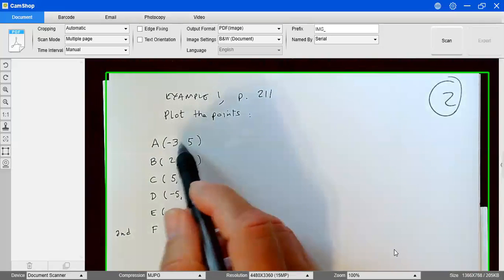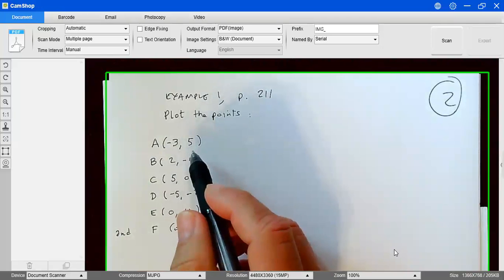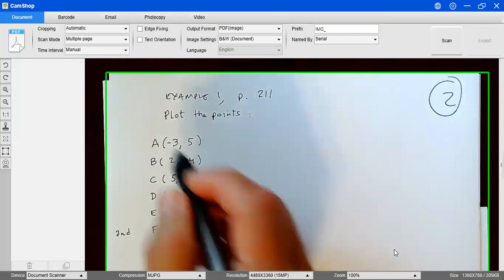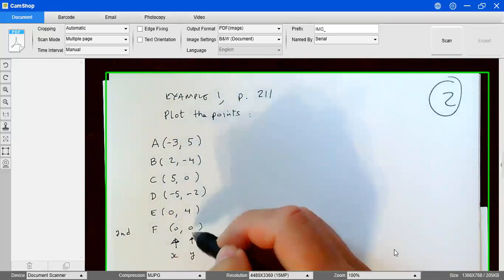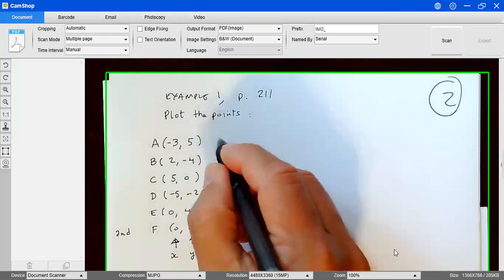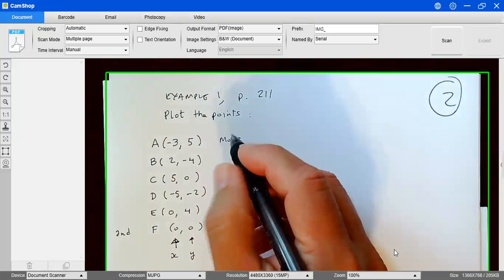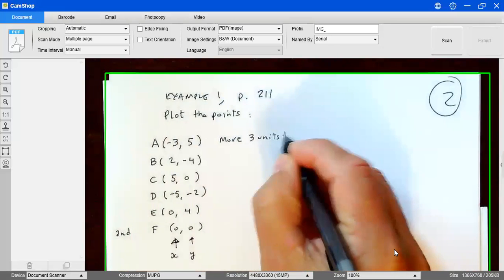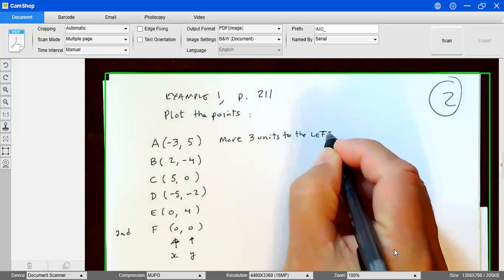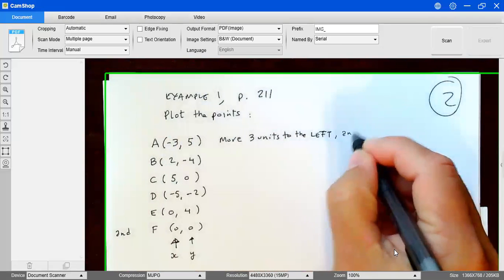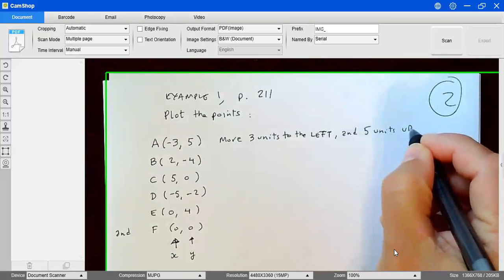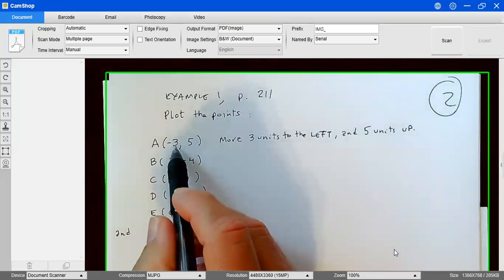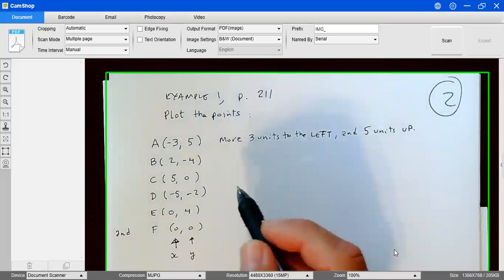So the first thing is we need to translate the directions into words to simplify our job. So the first point, remember, this is the x value, and this is the second value. This is a horizontal shift, and these are vertical shifts. So in the first case, you're going to move first in the x direction, 3 units to the left, because x is negative, and then you're going to move 5 units up. That's the only thing you need to distinguish: which coordinate corresponds to the horizontal move and which one corresponds to the vertical move.